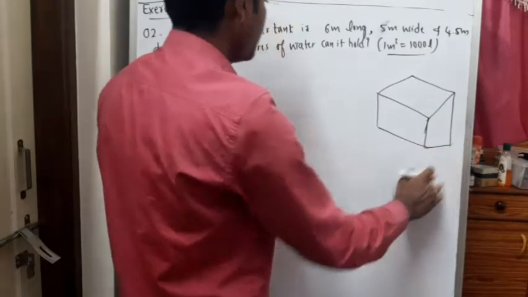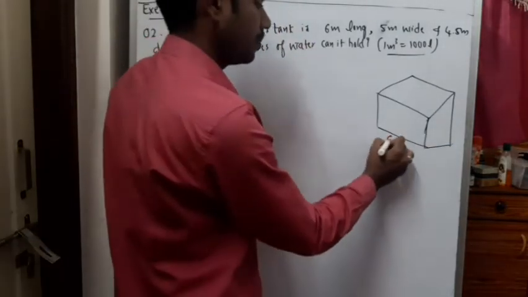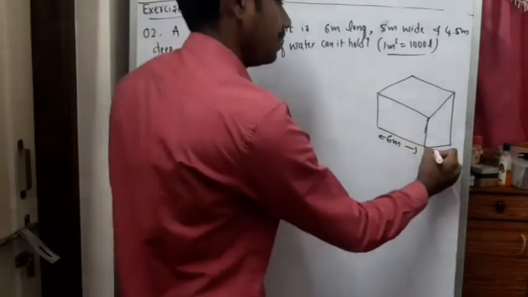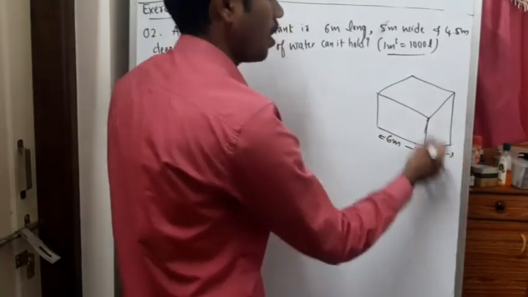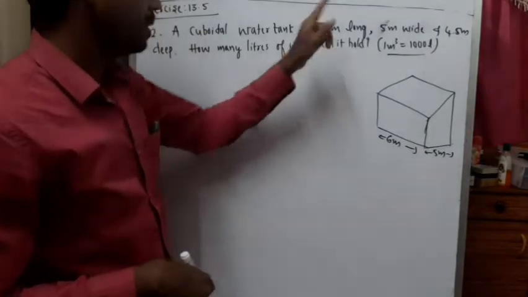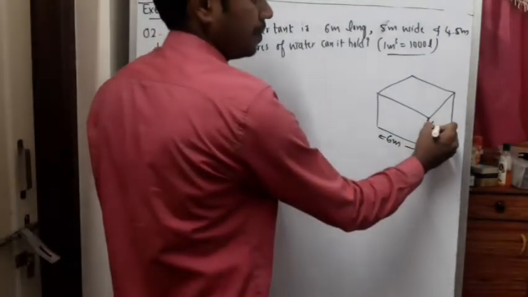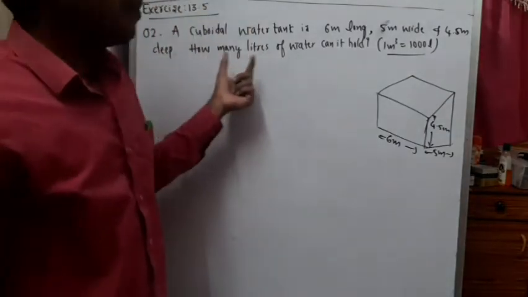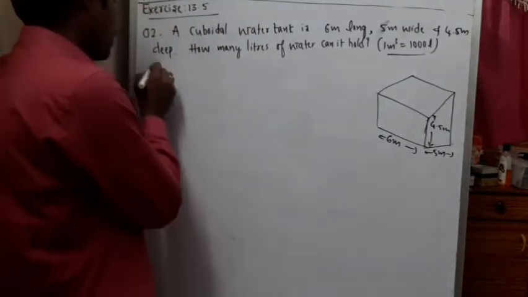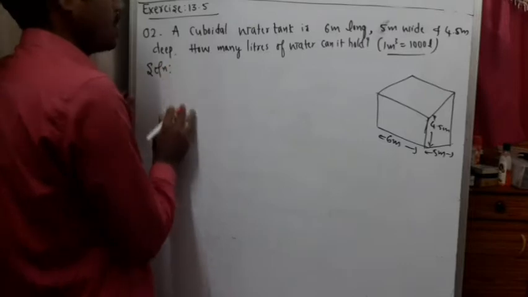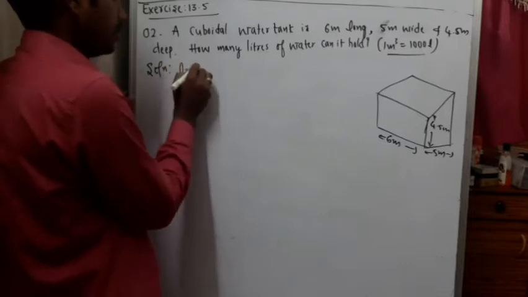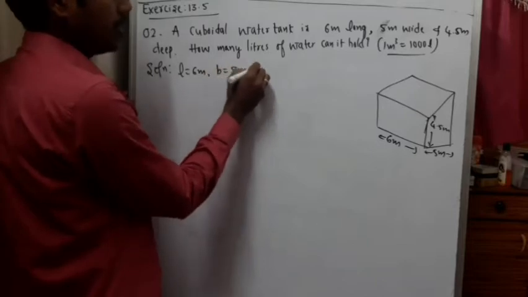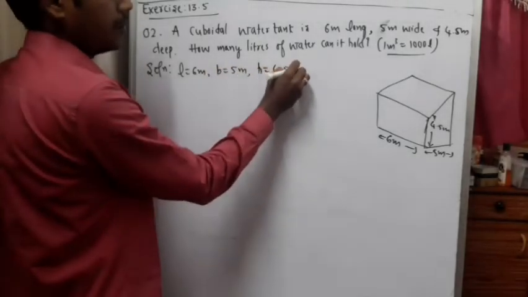What is the dimension? So it is 6 meter long, 5 meter wide, and what is the depth? It is 4.5 meter deep. Okay. How many liters of water it can hold? See, first we'll find the volume of the water tank. So length is 6 meter, breadth is 5 meter and height is 4.5 meter.